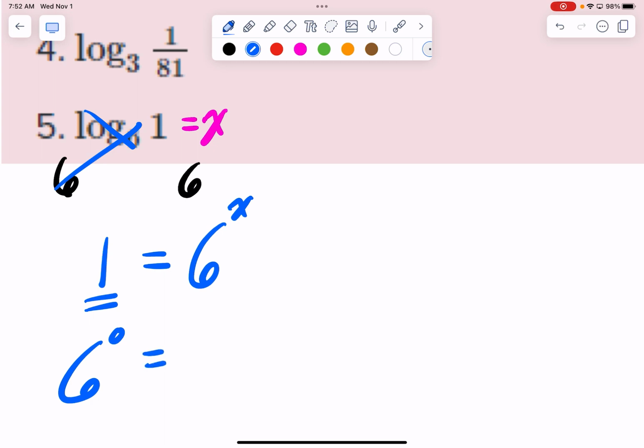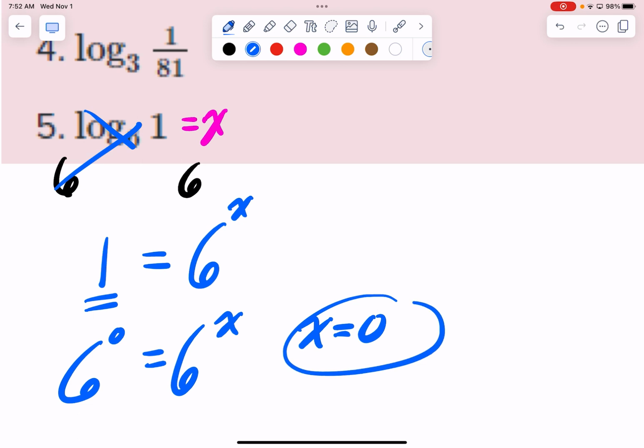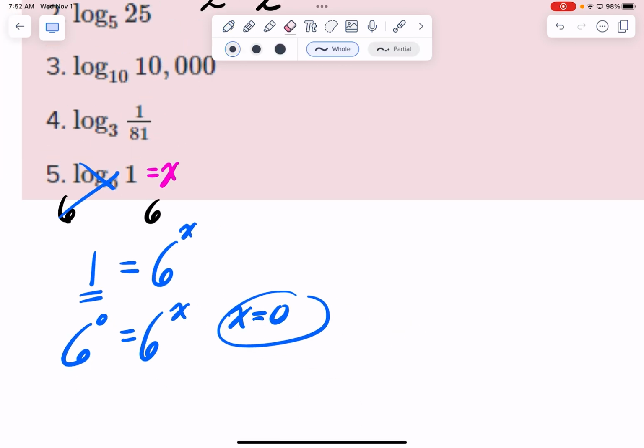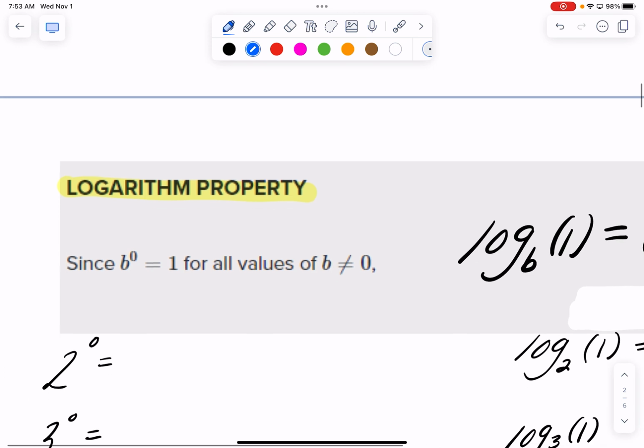Did we go over that in here? Oh, we did? Okay, a different period we didn't. Anyways, x equals 0. So now we know that log base 6 of 1 calculates to be the number 0. Okay. All right, moving on.